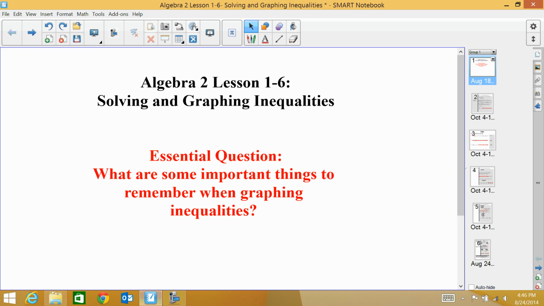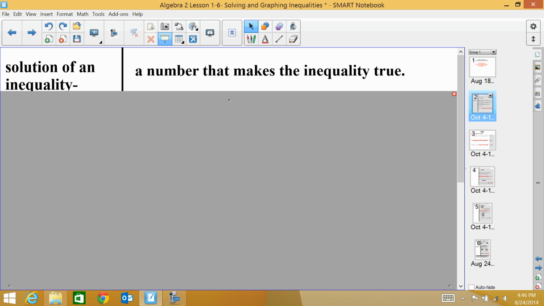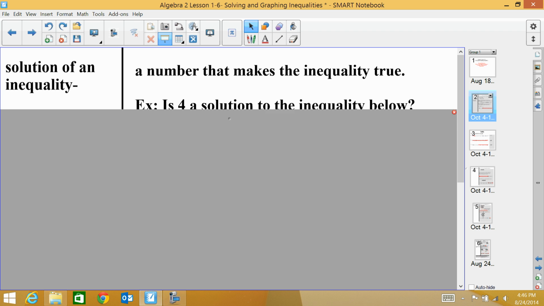Lesson 1-6 is about solving and graphing inequalities on a number line. So by the time we finish this lesson, you should be able to answer what are some important things to remember when graphing inequalities. First, you need to know what a solution of an inequality is. A solution of an inequality has to make the inequality true when you plug the number in for the variable.